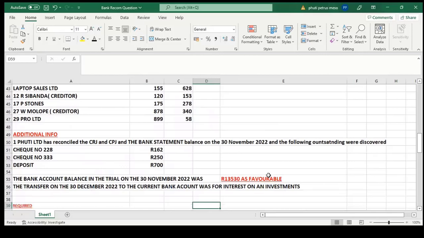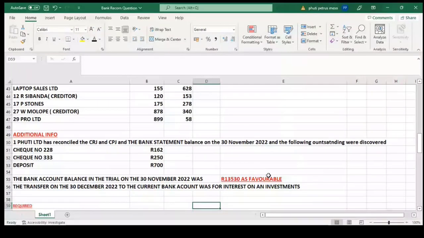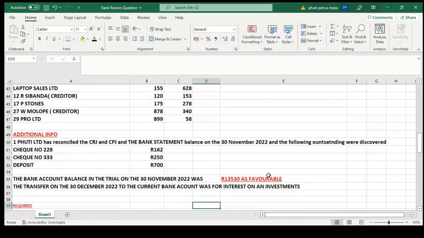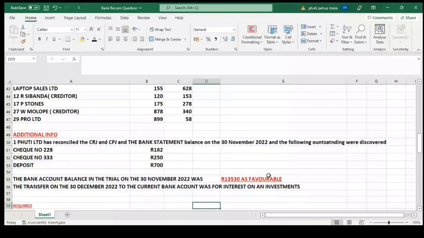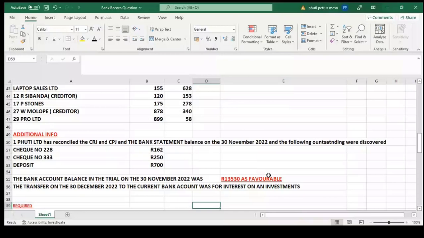So the additional information further says that the bank account balance in the trial balance on the 30th of November 2022 was 18,530 as favorable. Remember, I just gave you an overview, a little bit of a summary on the theory in terms of the favorable and the unfavorable.